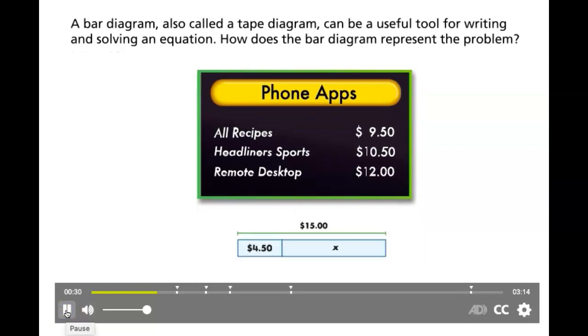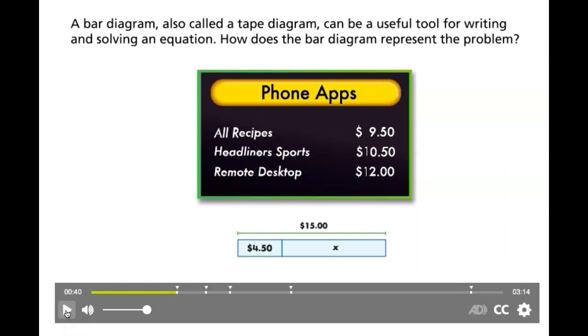A bar diagram, also called a tape diagram, can be a useful tool for writing and solving an equation. How does the bar diagram represent the problem? If you see this bar diagram, there's a $15, there's a $4.50, and the x. Can someone tell us if you understand what the bar diagram or tape diagram represents?